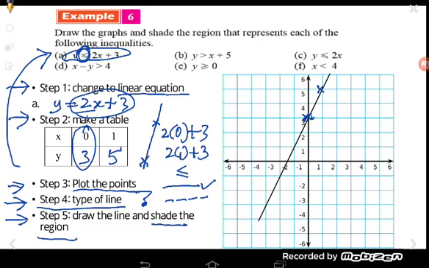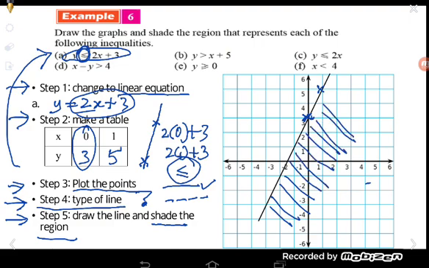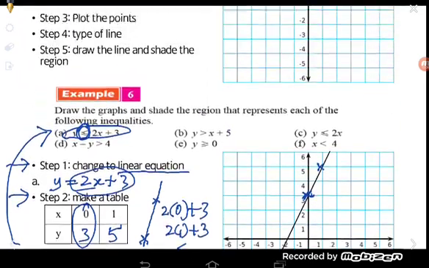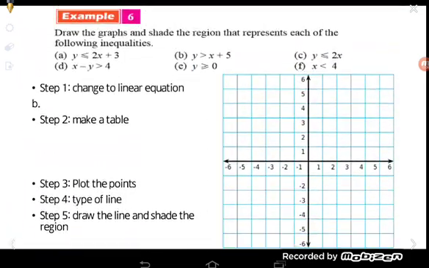To shade the region, once again you check the symbol. It's less than or equal to. So you have to shade here. So you shade here. So you have done for A. Easy? So you just remember all the 5 steps. Okay, next.